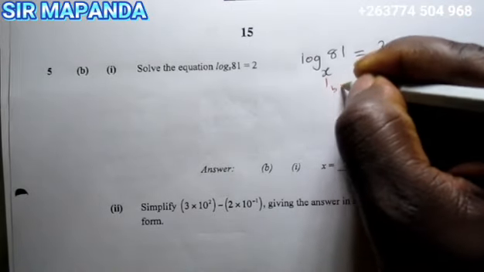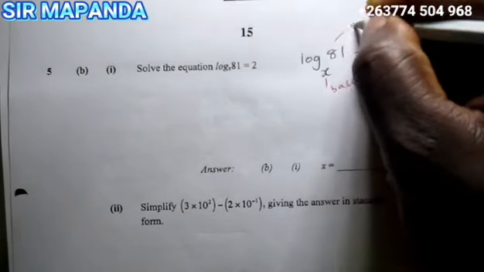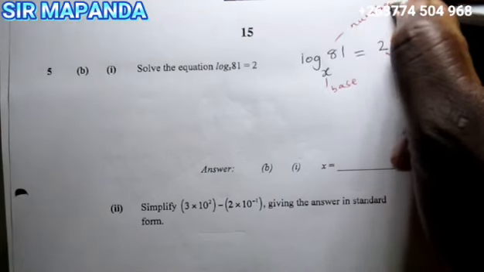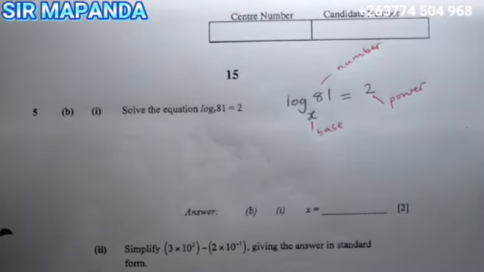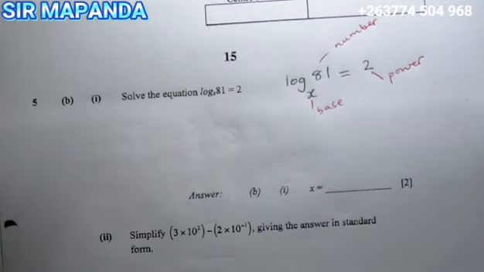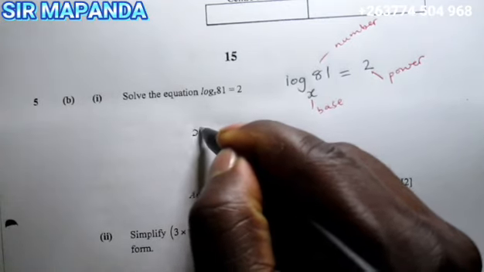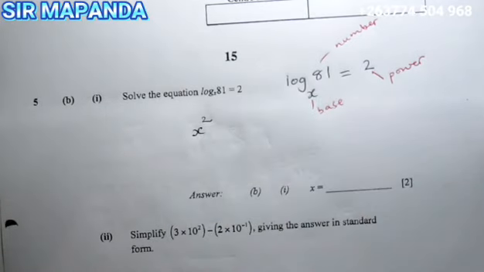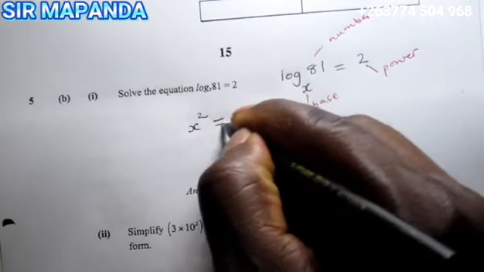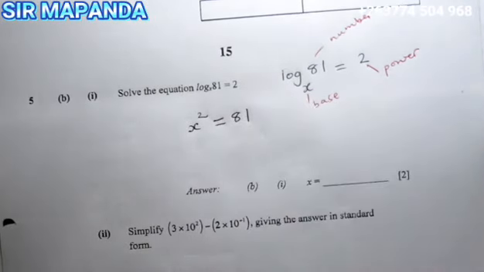And x represents the base, 81 represents the number. I hope you are listening, class, right? So what you need to do here is take this power 2 and raise it on the base x, and you get x to the power of 2. Once you raise the base by the power, the log will quickly vanish, right? The log will have nothing to stay. So you will then equate x squared with 81.